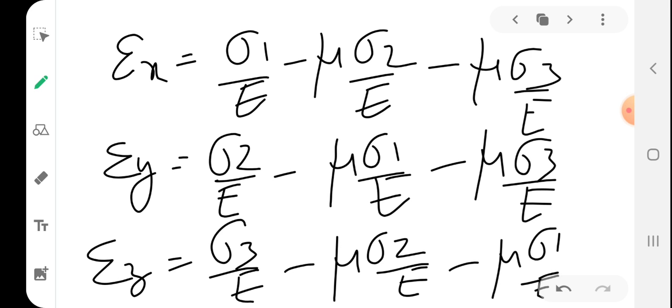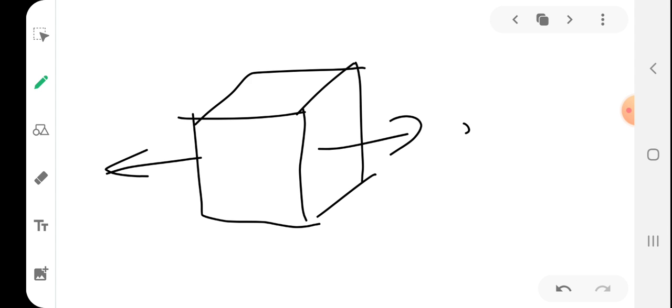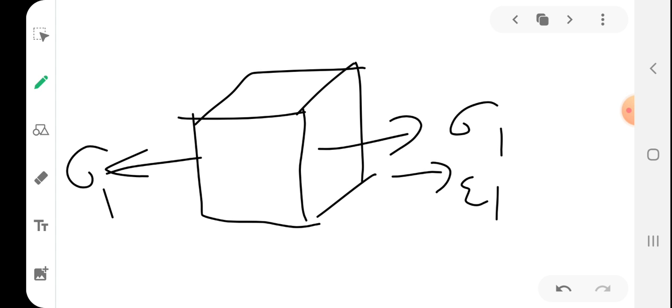Consider the same 3D block, a rectangular prism in 3D space, but with stress in this direction only. There is no stress in the x or y direction. So how will you calculate the linear strain in the x direction, epsilon 1? Epsilon 1 can be calculated.